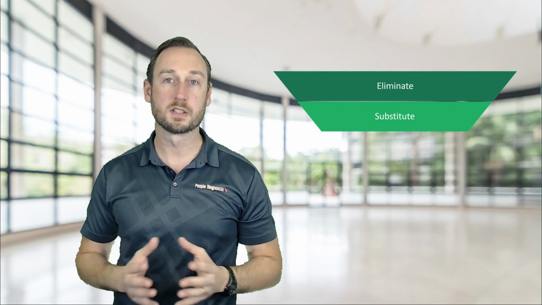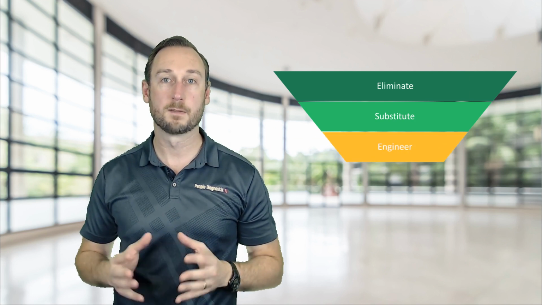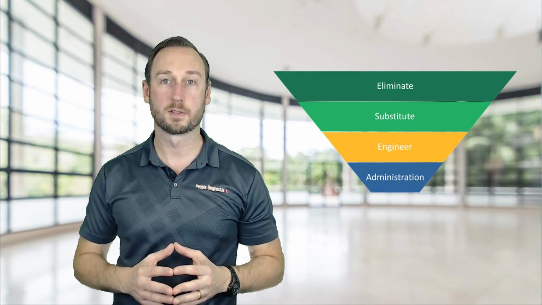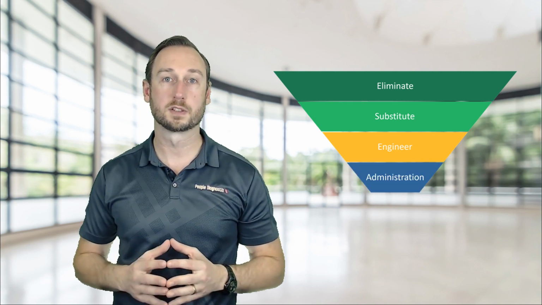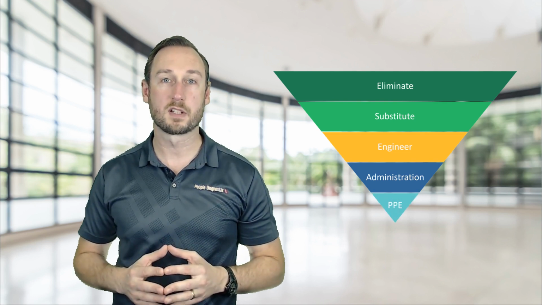If substitution isn't an option, then use engineering controls and reorganization of work. If engineering and job design controls aren't available, then use administrative controls. Finally, if none of those controls are possible, use personal protective equipment. These control measures are designed to prevent the hazards from causing harm to the worker.